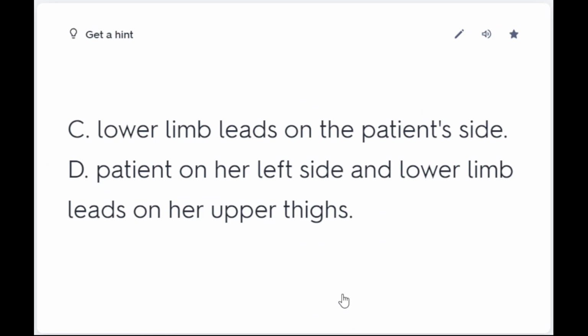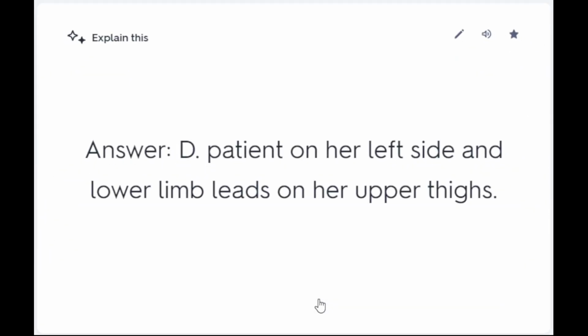C. Lower limb leads on the patient's side. D. Patient on her left side and lower limb leads on her upper thighs. Answer: D. Patient on her left side and lower limb leads on her upper thighs.